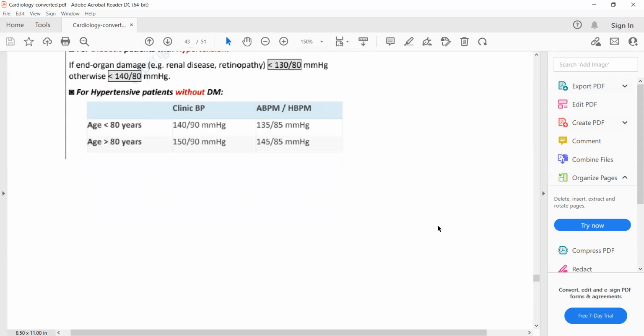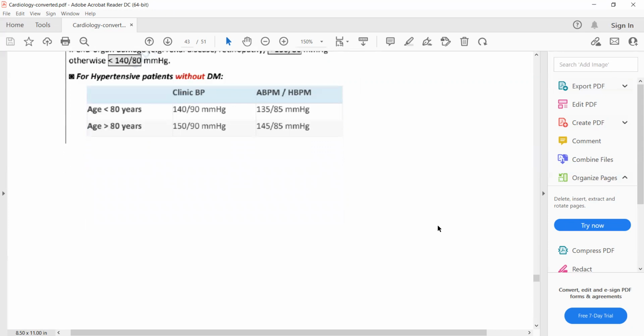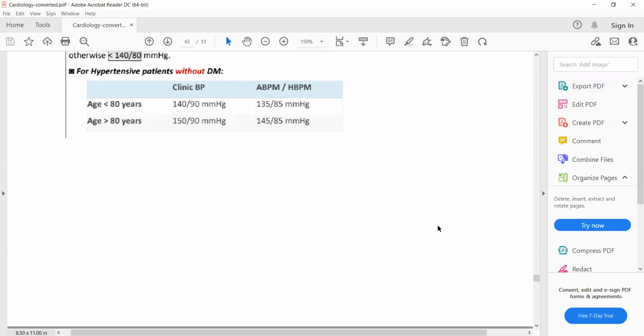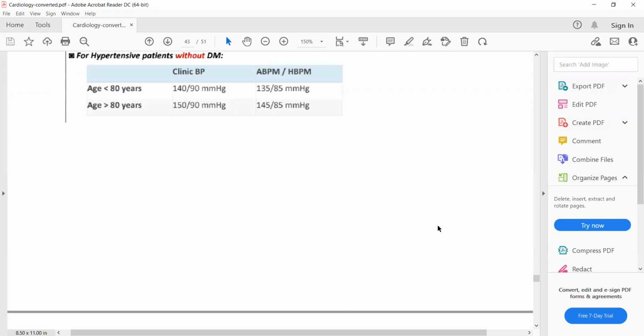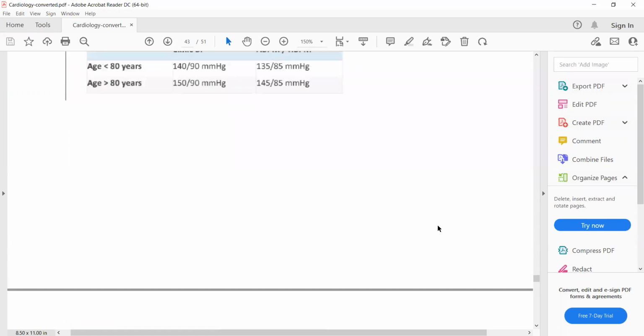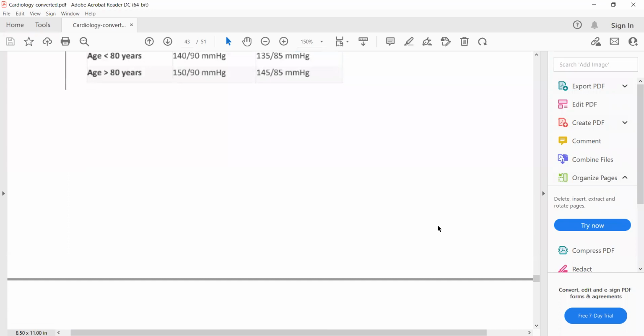And in patients without diabetes mellitus, their target blood pressure is, if the age of the patient is less than 80 years, then the target blood pressure is less than 140/90. And if the patient is above 80 years, then the target blood pressure is 150/90.